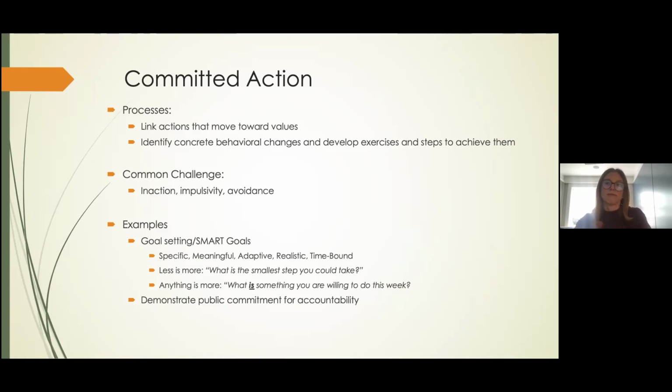And if they want to do more, that's great. And this can also include those conversations that we have anytime we're talking about goals, which are thinking about some barriers. What are some things that could get in the way? What are some things that could pull you away from this?